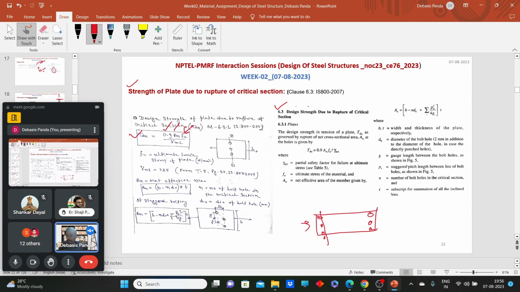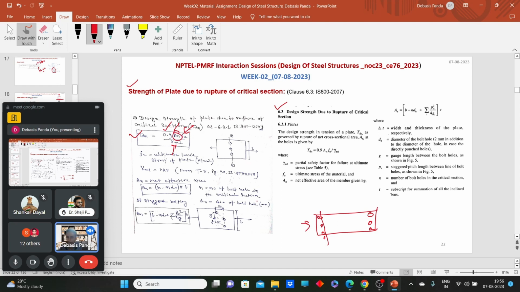Fu, ultimate strength of the plate, but for the yielding, yield strength. To tear apart something, we need to reach up to the ultimate strength, and beyond that the tear apart phenomena can occur only. Now gamma m1, that is the partial factor of safety, we can find out from the table number 5. Now come to that An part.